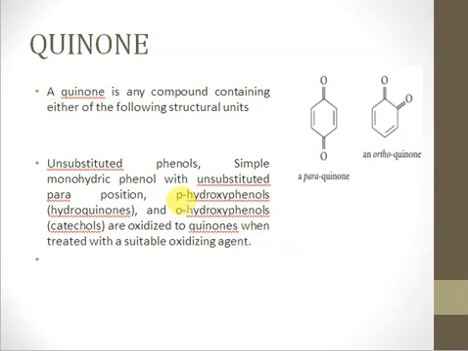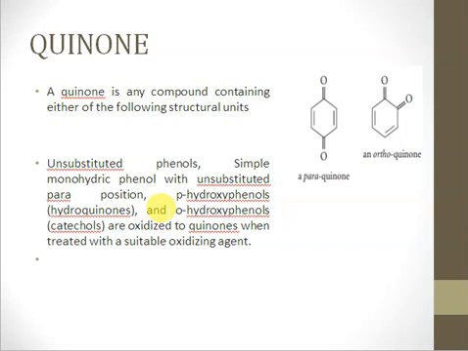So if you have to convert a phenol into a quinone, it is compulsory that the phenol should be any of these. Either it should be a simple phenol with no substituent at all, or it can be a monohydric phenol, meaning having just one hydroxyl and no substituent at para position. It's important that the substituent should not be at para position. Or you may have any para-hydroxyphenol, or any ortho-hydroxyphenol.